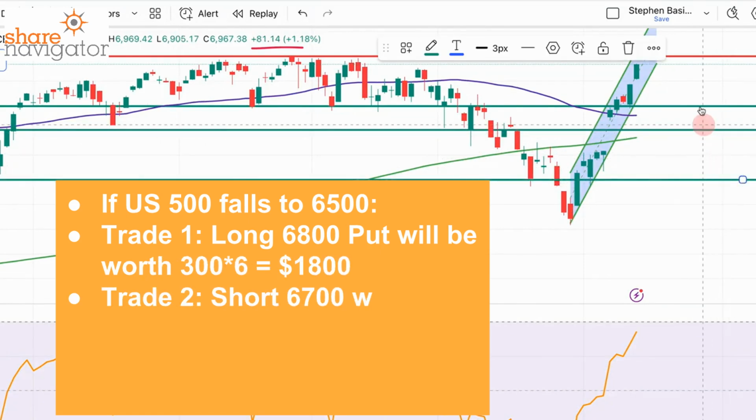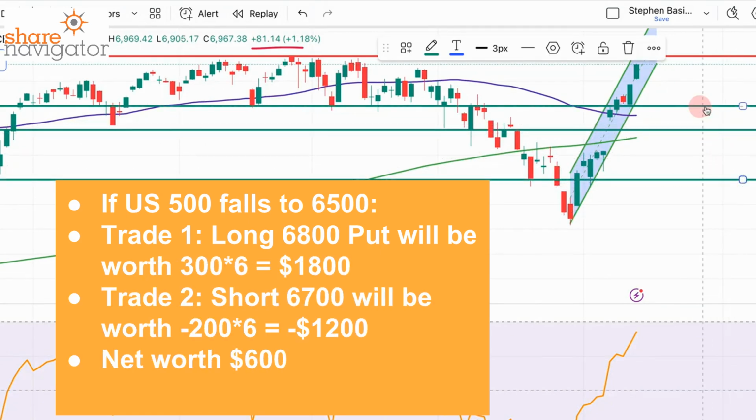Well, the value of that put option here would be 300. If you think about it, it's fallen 300 points. So if somebody has basically insured it at 6,800, and it's dropped to 6,500, the value of that must be 300. Okay, so you're going to be up big on this one. 6 times 300 would be $1,800.